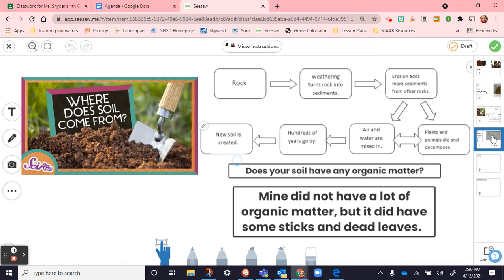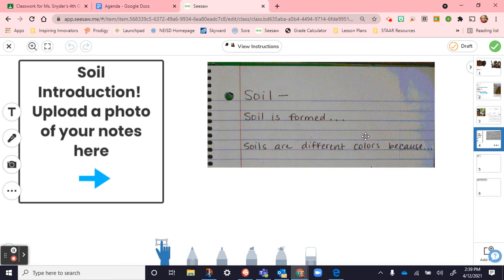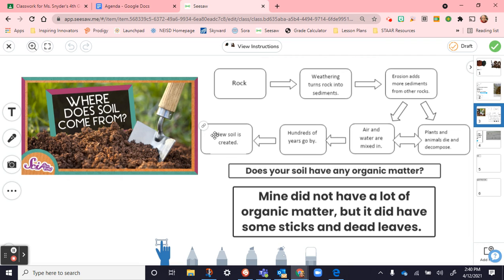On this next page, we summed up what we learned and talked about today. In our notebook for science, we titled it Soil, and we talked about how soil is formed and why there are different colors. Go back to the video, and make sure you watch the video before you answer that. We'll be adding to this throughout the week. So go ahead and hit draft.